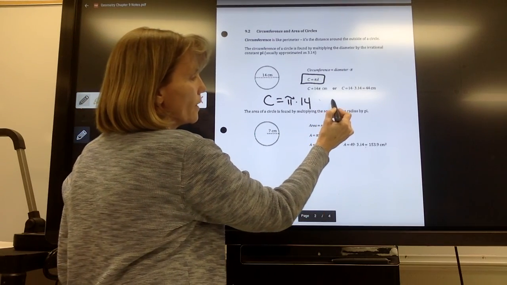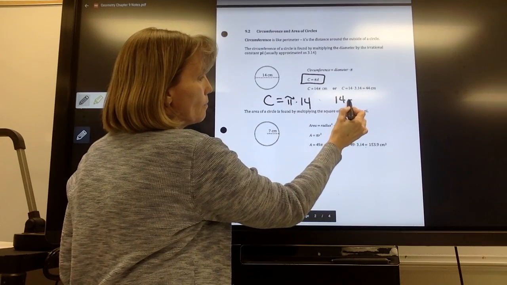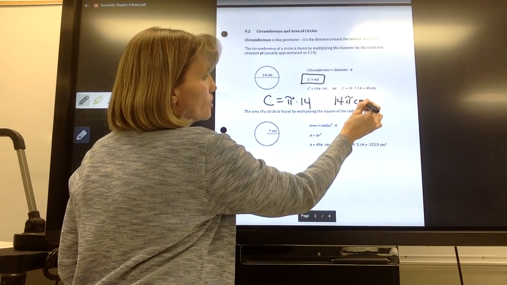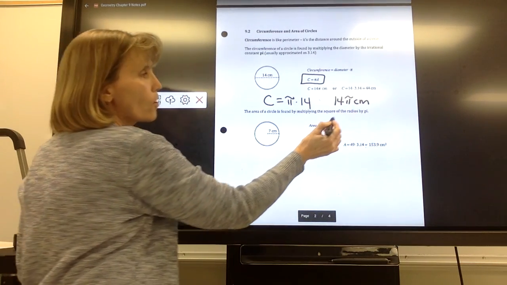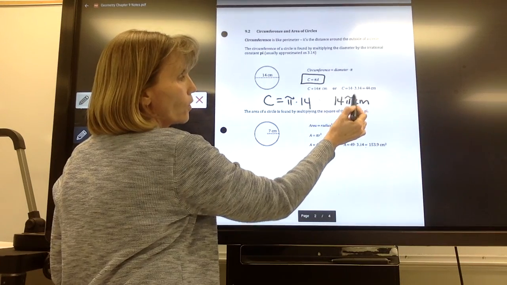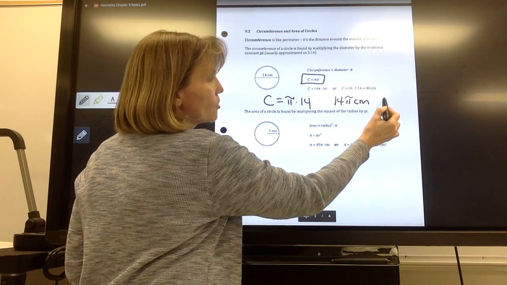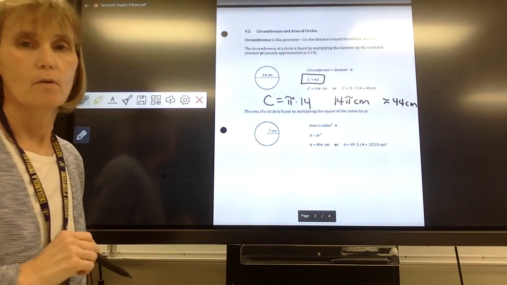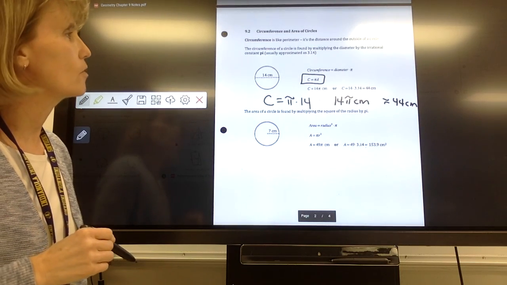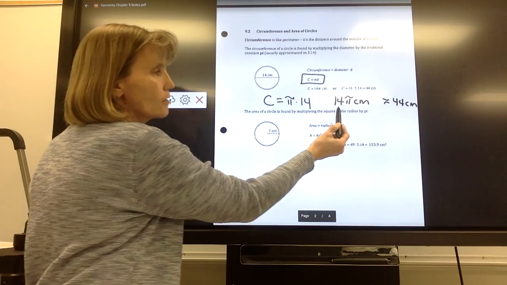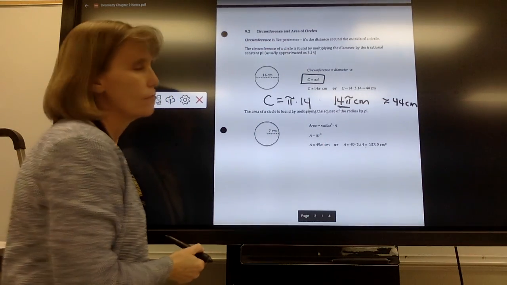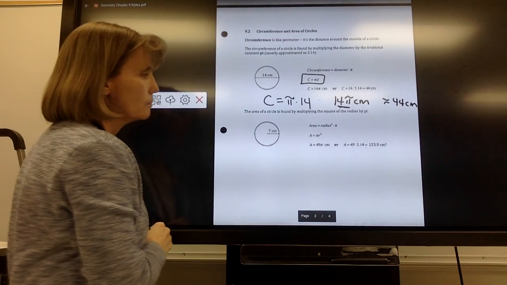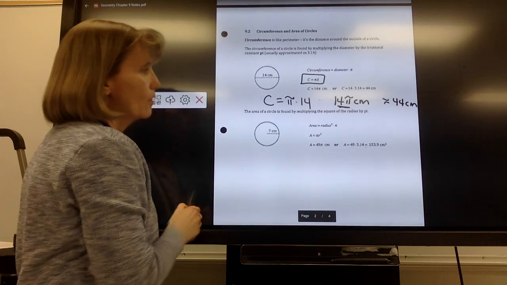So if I wanted to list my answer exact, I'd say 14 pi, and again it's a distance around, so it'd just be in centimeters. Or if I substitute the value 3.14 in for pi, I would get an approximation. I'd get approximately 44 centimeters all the way around that circle. Okay, so we're going to read the directions and see how we want to leave our answers. But if you leave pi in your answer, that's exact. And if we substitute 3.14, then we're probably going to get a decimal, and we have to round that decimal. So that's an approximation. Okay, that's how you find circumference.